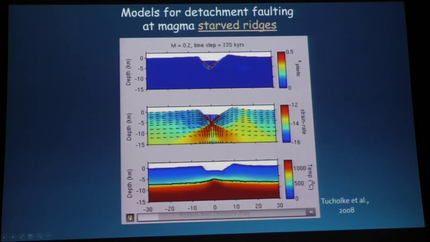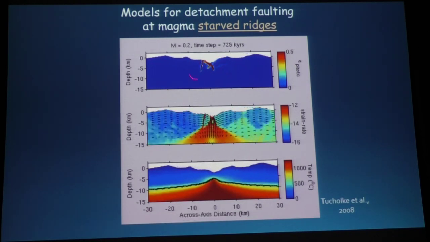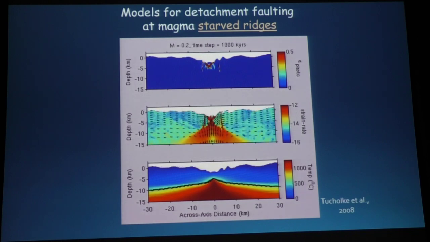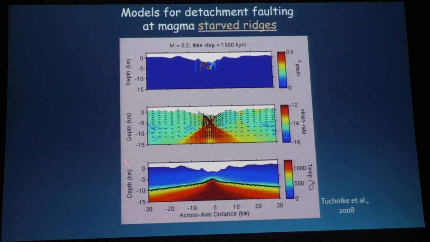There we go. So you saw the single fault, and then it goes crazy, and you basically get multiple faults and so on and so forth. But this is an idea of what we think is happening at slow spreading ridges.